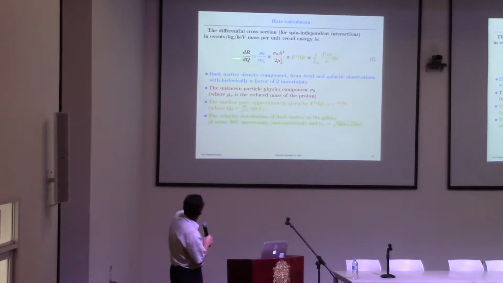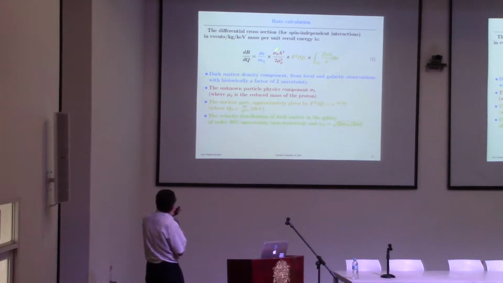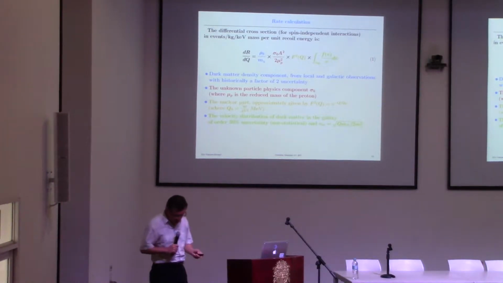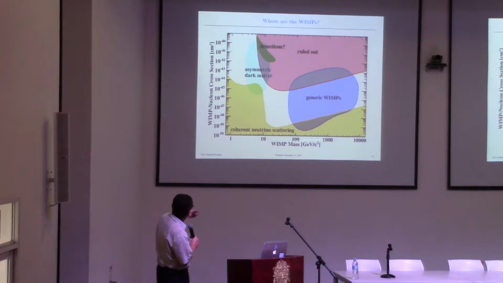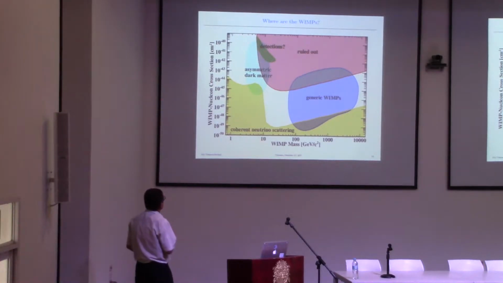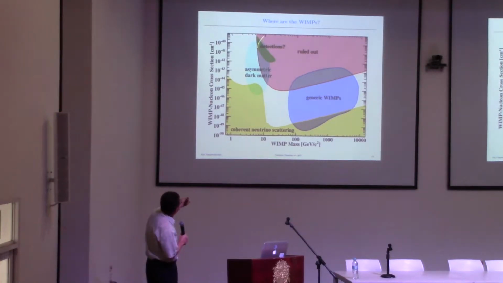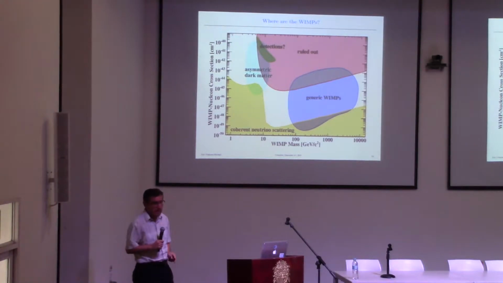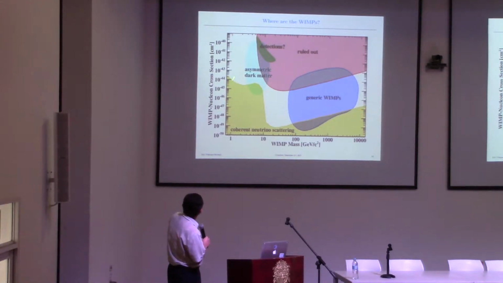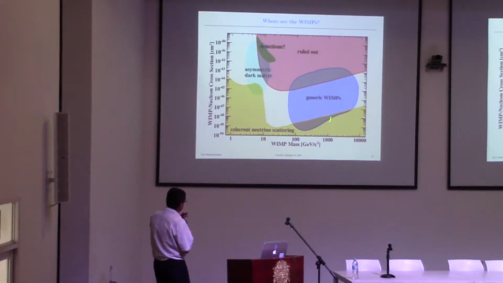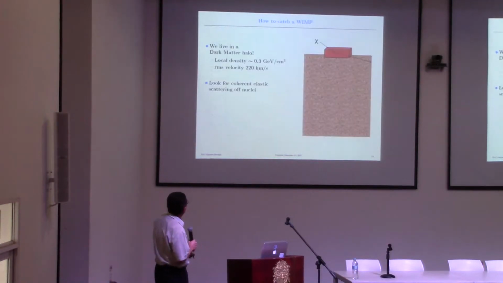We measured the number of events, and then what you have seen is this plot of the cross-section versus the mass. And here is some area that has been ruled out by the experiments. This is the coherent neutrino scattering function, the neutrino floor. And then there are a few models of generic WIMPs and asymmetric dark matter.